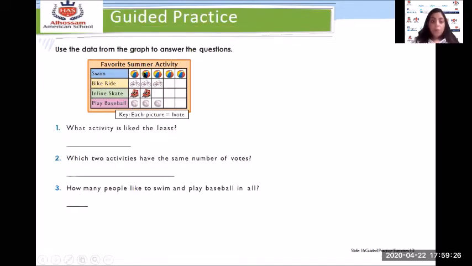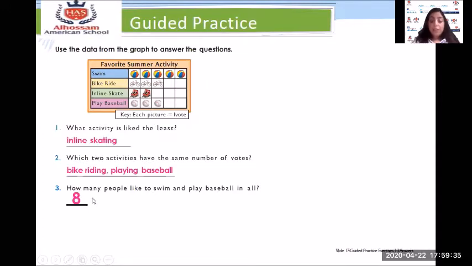Swim, 1, 2, 3, 4, 5. And play baseball, 1, 2, 3. So 5 and 3 together, 8. You're doing a perfect job.